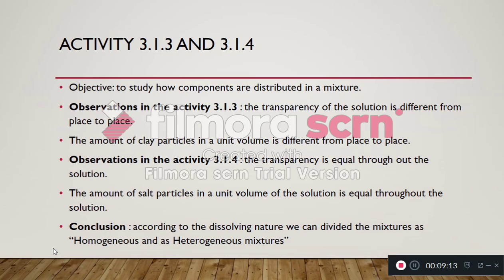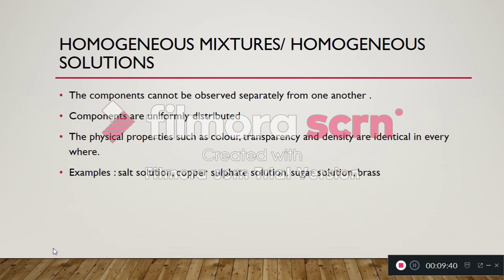In this activity, you can observe there is uniformity in the transparency and the dissolved salt particles are also equal. This activity concludes that there are variations in mixtures. So we can divide mixtures into two: homogeneous and heterogeneous mixtures.